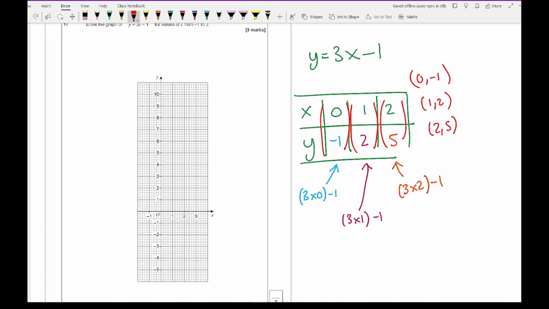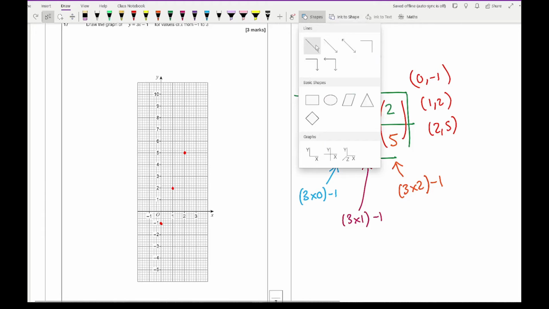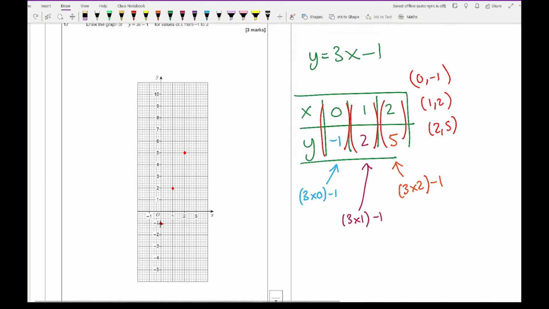So 0, minus 1 is here. 1, 2 is there, and 2, 5 is there. Now what you should find is that all of those 3 points should make a straight line. So then with a ruler, and it is important that you do join these dots up, you then want to draw a line.